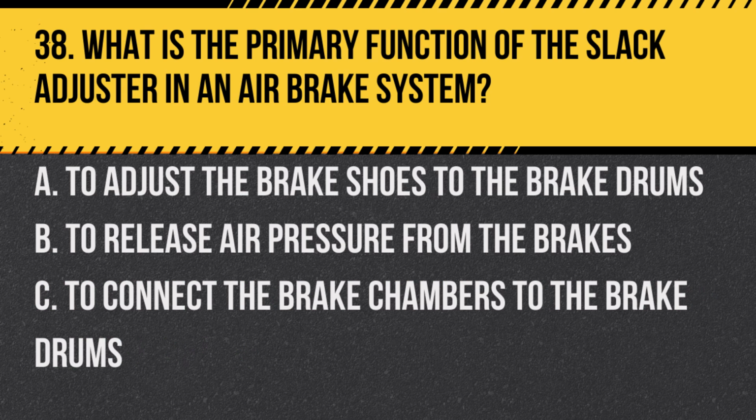Question 38. What is the primary function of the slack adjuster in an air brake system? A. To adjust the brake shoes to the brake drums. B. To release air pressure from the brakes. C. To connect the brake chambers to the brake drums. Answer. A. To adjust the brake shoes to the brake drums. The slack adjuster is the component that translates the force of the expanding brake chamber to the brake shoes, pushing them against the brake drum.